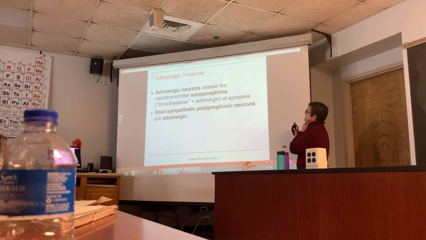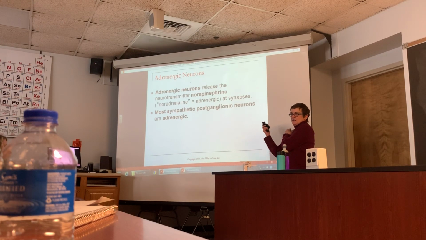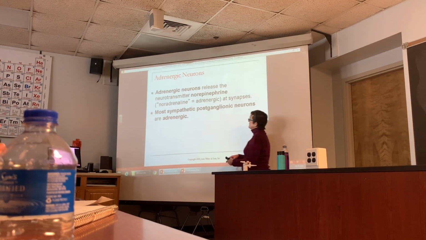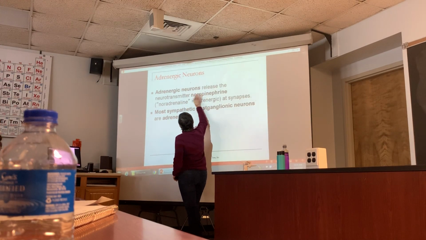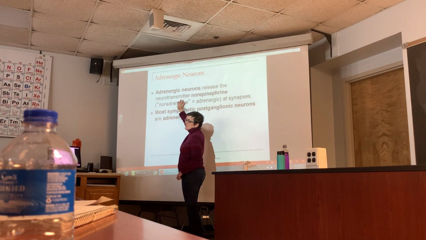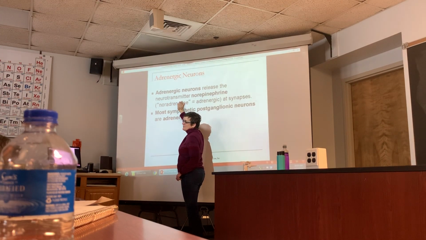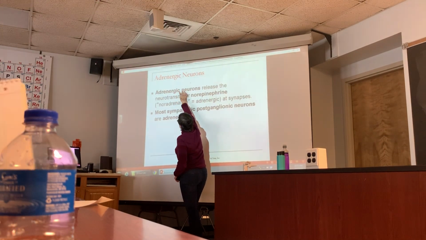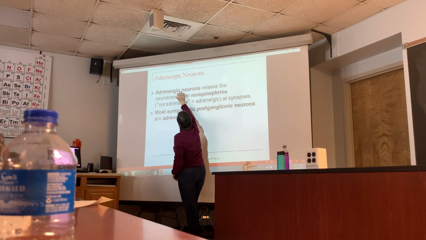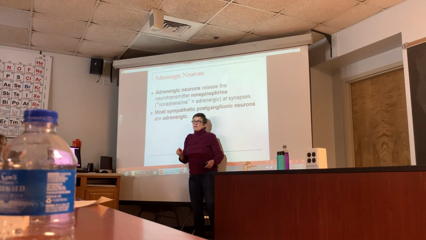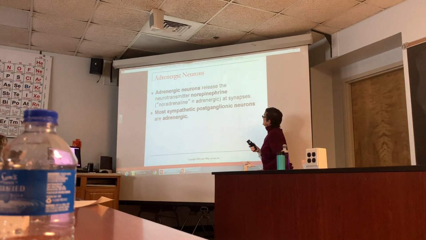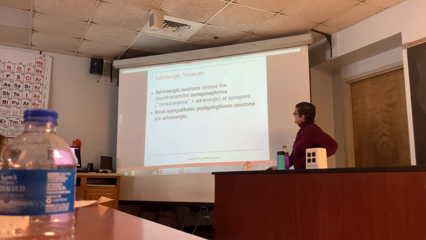Let's see where we are. Okay. So adrenergic neurons. Everything so far has been cholinergic. Now we're going to look very quickly at adrenergic neurons. And these are the ones that release norepinephrine. Again, norepinephrine is also called noradrenaline. If you remember that adrenal glands produce adrenaline, and noradrenaline or norepinephrine, that's one way of remembering adrenergic, as in adrenal. But here we're not talking about adrenal glands, we're talking about the sympathetic nervous system.